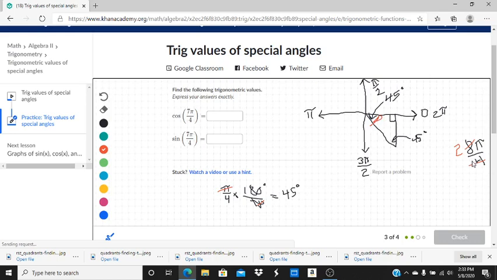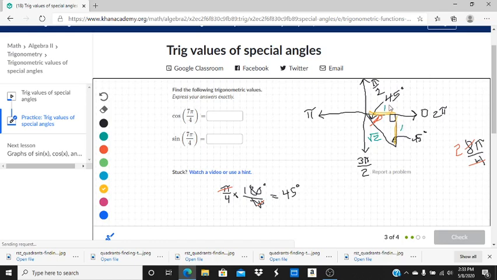In that type of triangle, the two sides opposite the 45 degrees are the same length. So it's 1, 1, and then square root of 2. If you do 1 squared plus 1 squared, that's going to equal square root of 2 squared. So that checks out. Now, cosine and sine are going to have the same magnitude, but different signs.